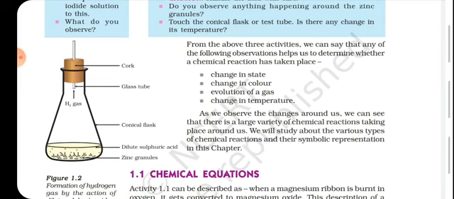See students, if in examinations they ask you to determine whether a chemical reaction has taken place or not, then there are four things to check: change in state, change in color, evolution of a gas, change in temperature. Fine students. So what is that? Change in state, change in color, evolution of a gas, change in temperature.